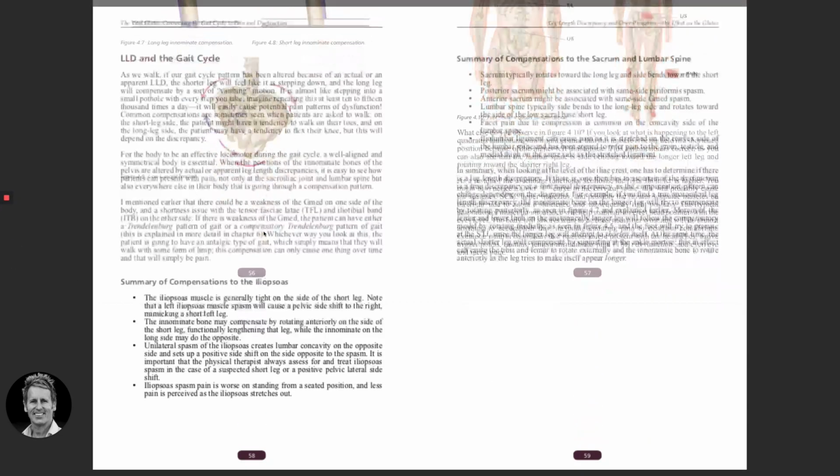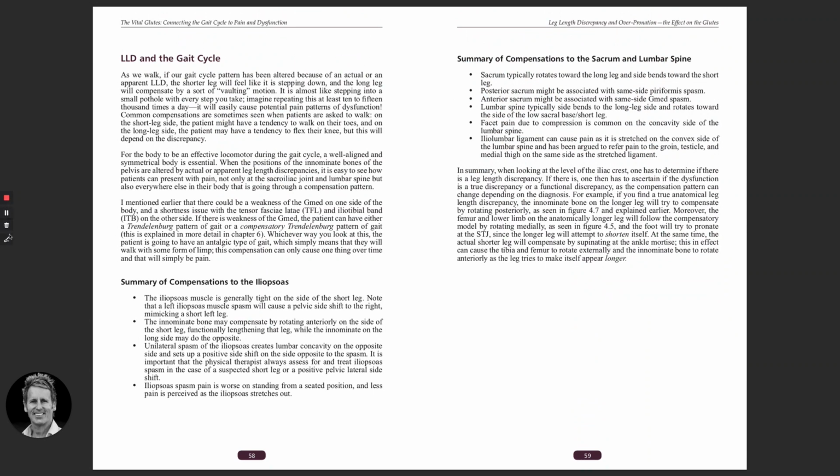Let's move on. We have some compensations. I mentioned it already. We talked about the psoas in here. You can read that in your own time. So you might have some tightness with the hip flexors. I said earlier, the sacrum tends to typically rotate towards the long leg and then side bend towards the short leg. So we tend to have that.